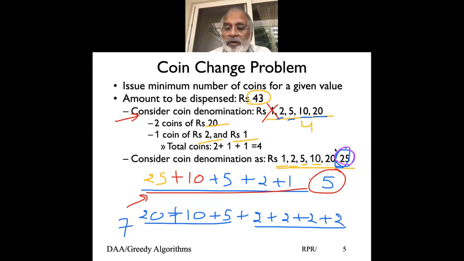But if I were to take a greedy approach, then this will not work. Why will this not work? Because first I take 20 rupees, then I take another 20 rupees, I'm left with 3 rupees, and then I take 2 rupees, I'm left with 1 rupee, and no 1 rupee coin. So remember what I said, the greedy approach may not even give you a solution at all, forget about the optimal. So we have seen three cases here.